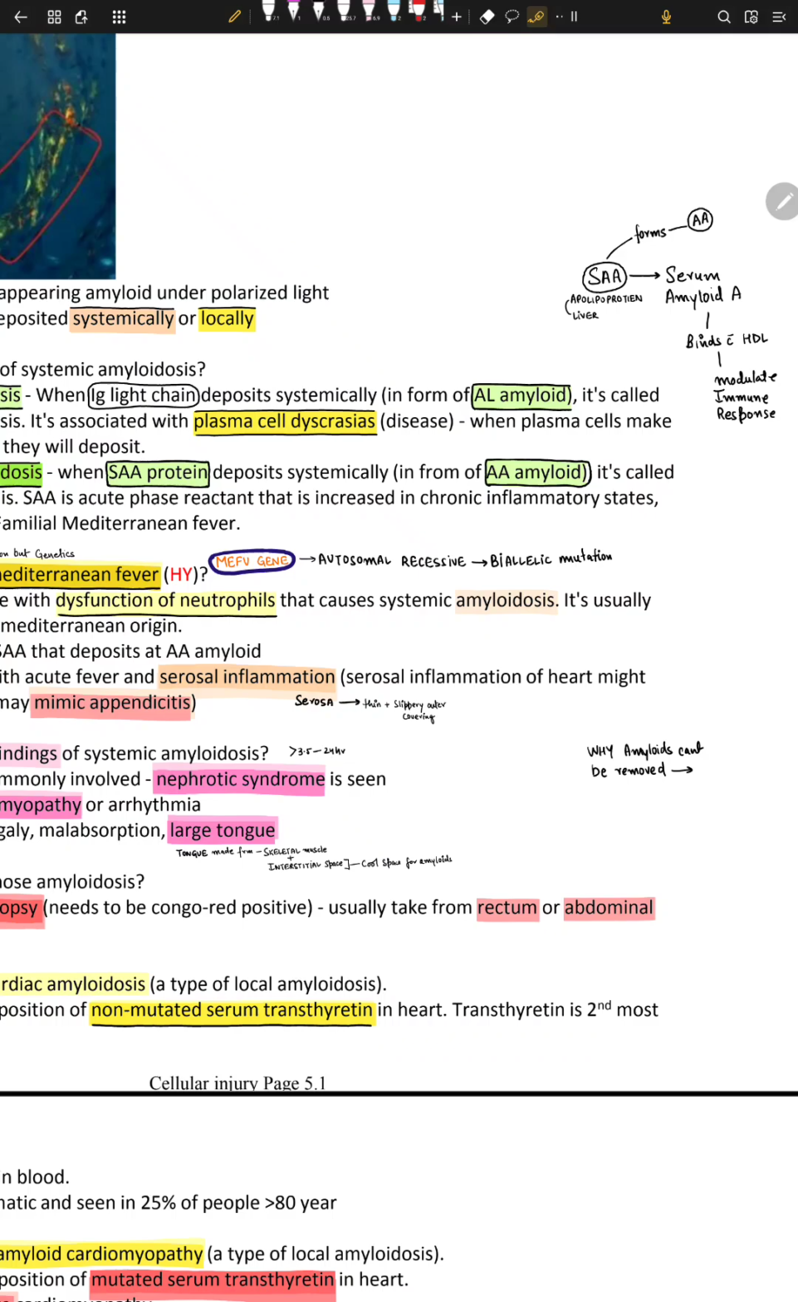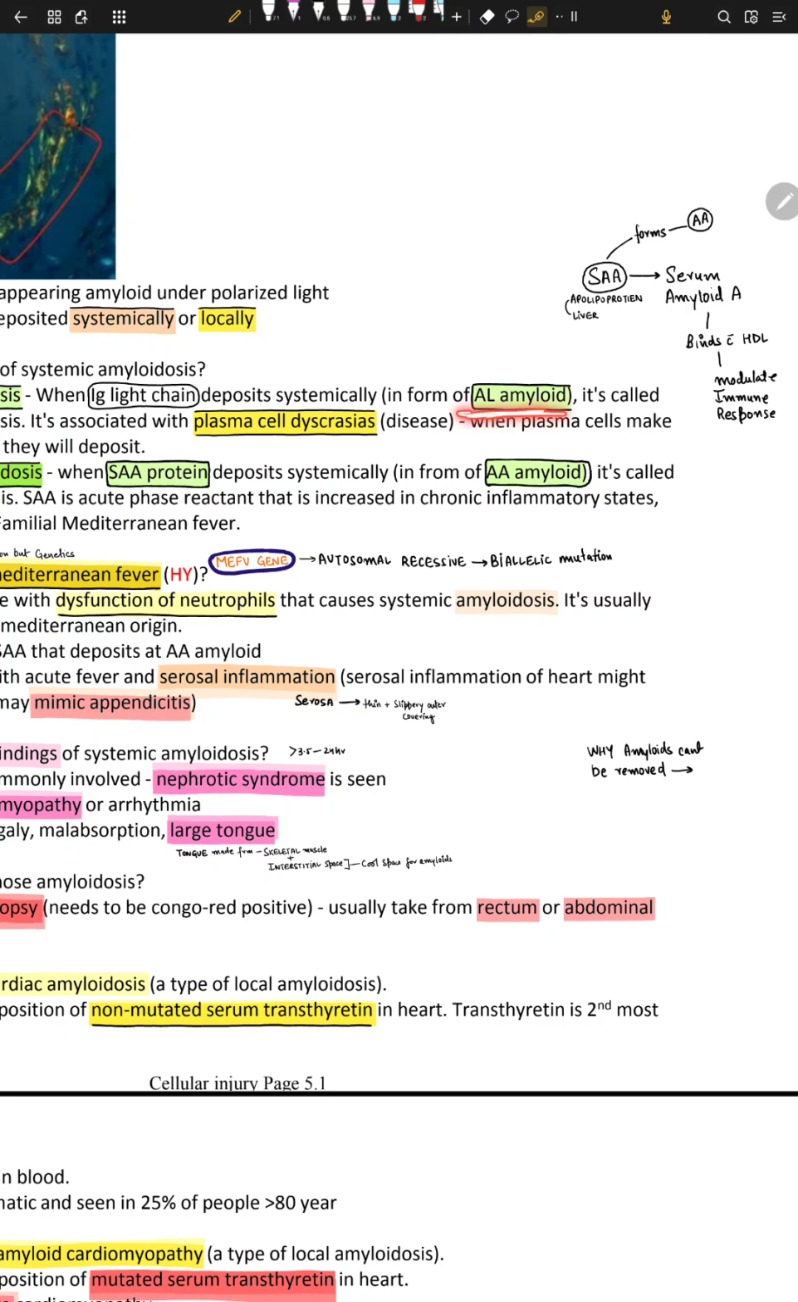So AA amyloid is derived from serum amyloid A, SAA. AA comes from SAA, all right, and it happens in chronic inflammatory diseases like rheumatoid arthritis, TB, bronchiectasis, osteomyelitis, familial Mediterranean fever, and it's secondary reactive amyloidosis. Okay, and this AA appears apple green under polarized light.